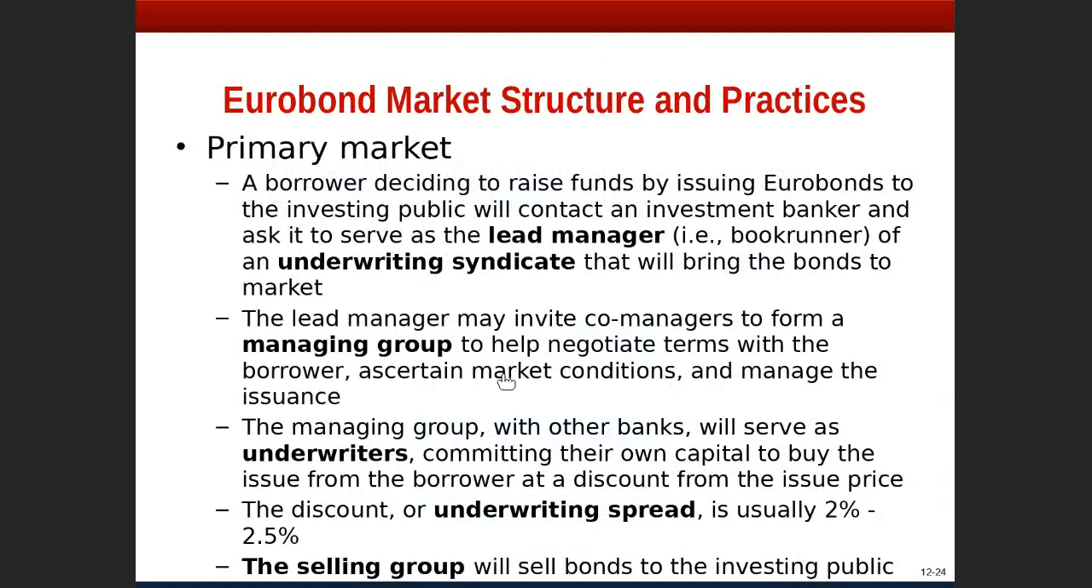Now, Eurobond market structure and practices. The primary market is where these bonds are sold for the first time. So if you need to issue bonds for the first time, you turn to the primary market. A borrower in this market decides to raise funds by issuing Eurobonds to the investing public, right? They would contact an investment banker and ask it to serve as the lead manager, also known as the book runner.